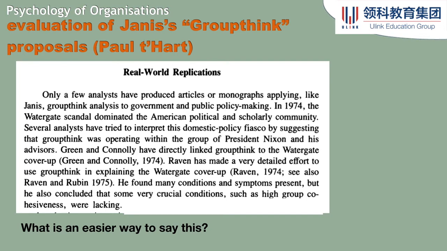So Paul 't Hart here is talking about the Watergate scandal that happened during the Nixon administration, and how it's way too convenient to use groupthink as an explanation for the Watergate cover-up. In this excerpt here, 't Hart talks about how a key element of groupthink was actually missing from many involved in the Watergate scandal. In this case, what was lacking was high group cohesiveness. So that could be used as an evaluative point of one of the weaknesses of groupthink, is that it doesn't fit every situation, even when people try.